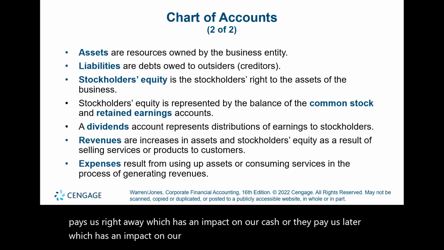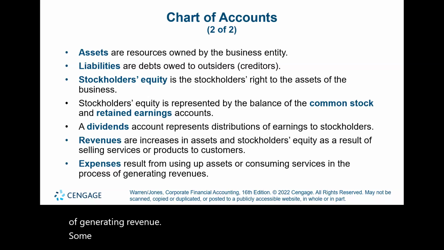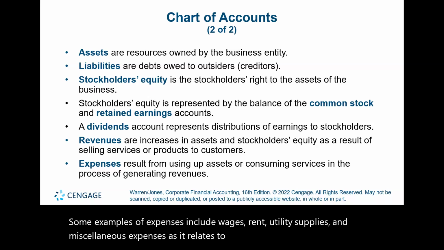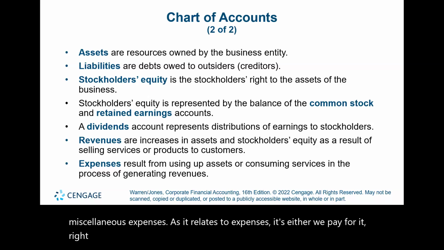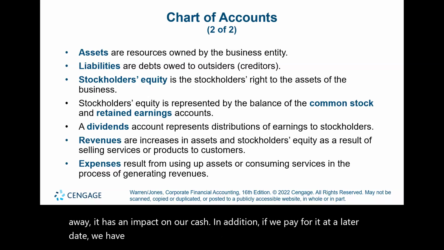Next, we have expenses, and expenses result from using up assets or consuming services in the process of generating revenue. Some examples of expenses include wages, rent, utilities, supplies, and miscellaneous expenses. As it relates to expenses, either we pay for it right away or we pay for it later. When we pay for our expenses right away, it has an impact on our cash. If we pay for it at a later date, we have a payable, an obligation to pay for this expense at a later date.